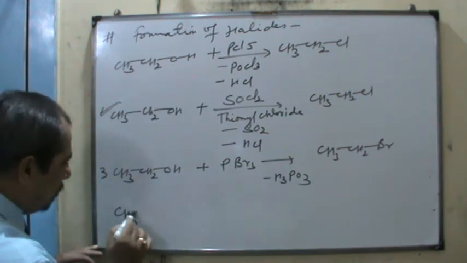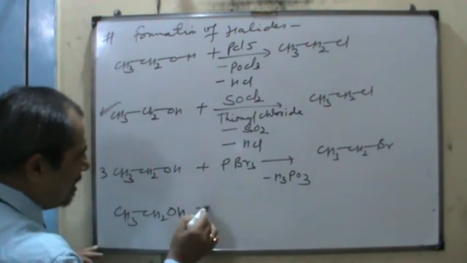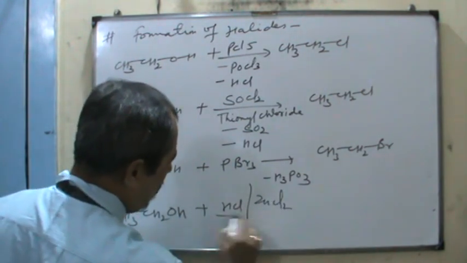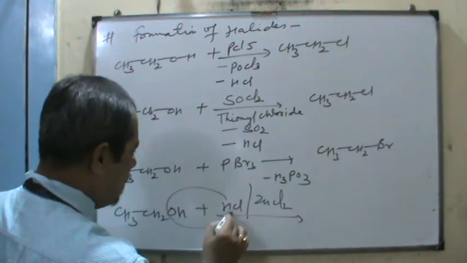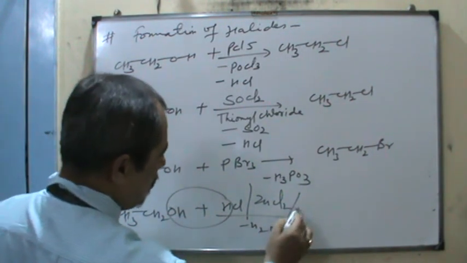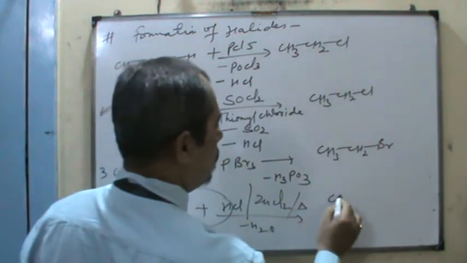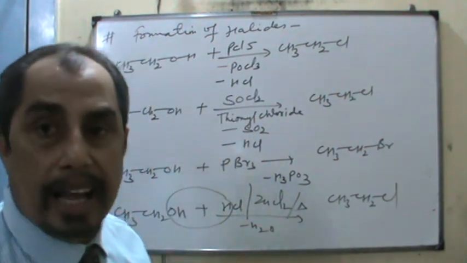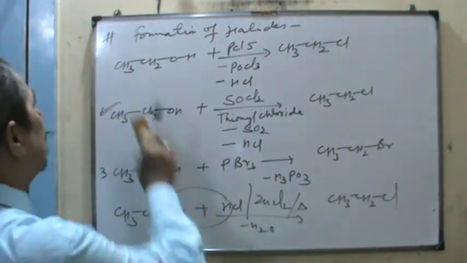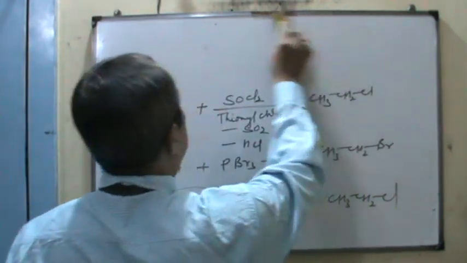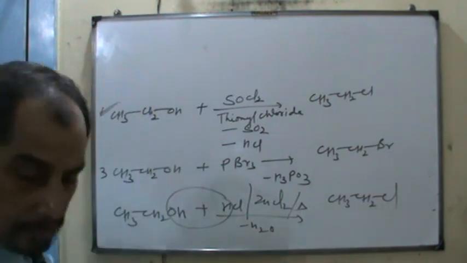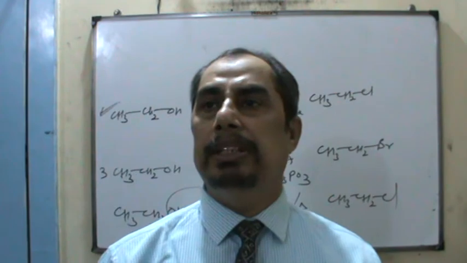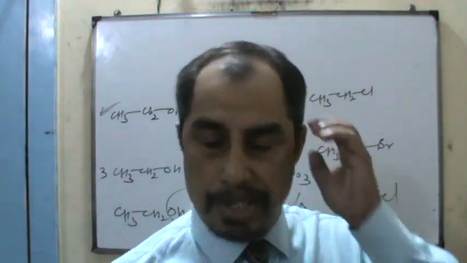Normally CH3CH2OH plus HCl and zinc chloride, OH and H is lost here, right? Heating, then it forms CH3CH2Cl, ethyl chloride. So alright, now see, chemical properties of alcohols are finished.